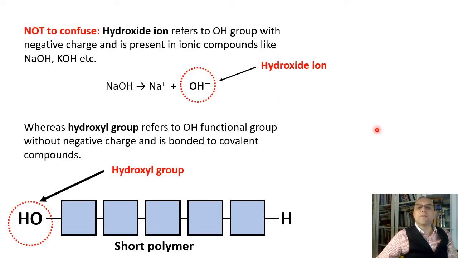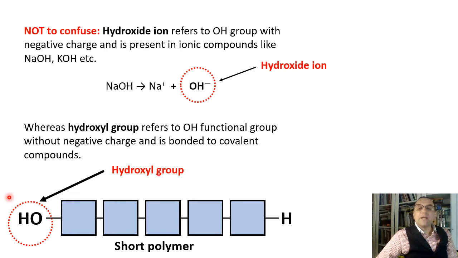Please do not confuse hydroxide ion with hydroxyl group, which students usually do. Now, hydroxide ion, as you remember, we talked about, forms when a dissociation of sodium hydroxide occurs in water, and it is charged. So hydroxide is a charged ion. Whereas hydroxyl group refers to the OH functional group without negative charge.